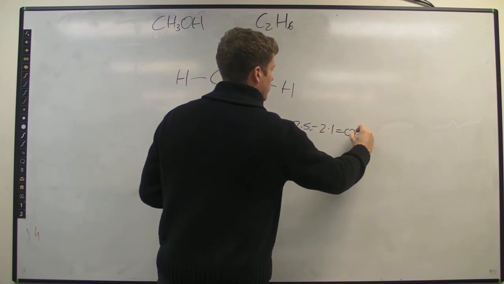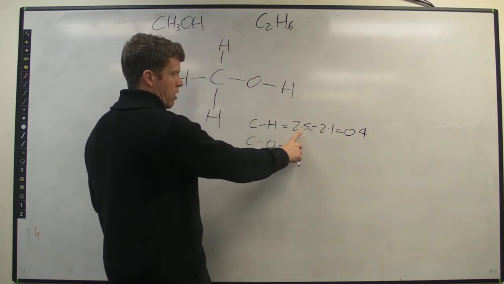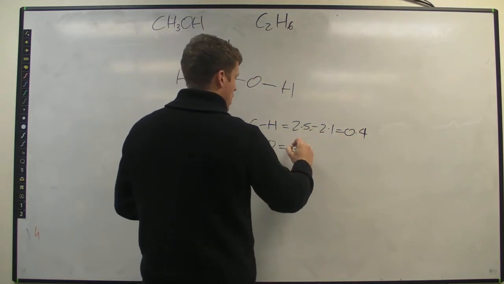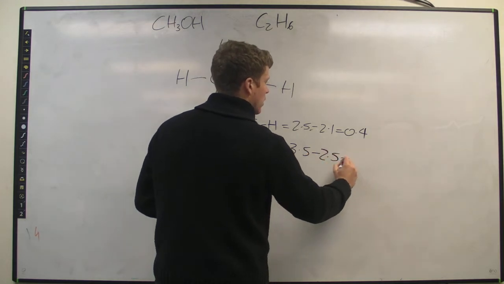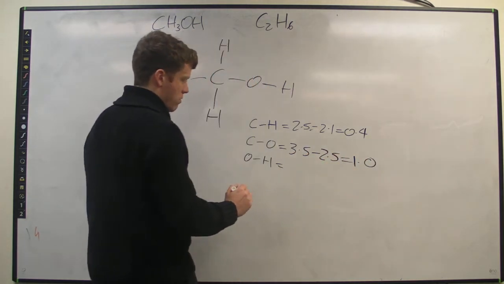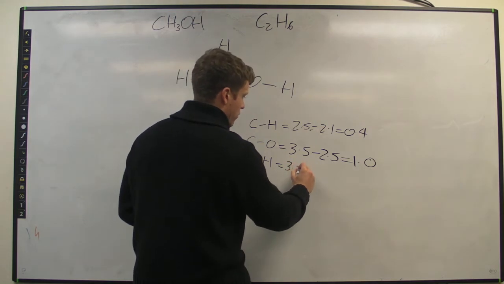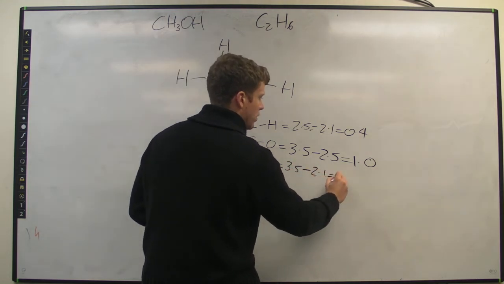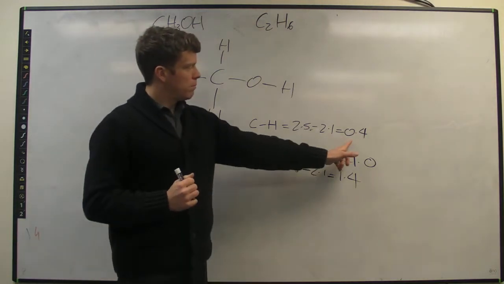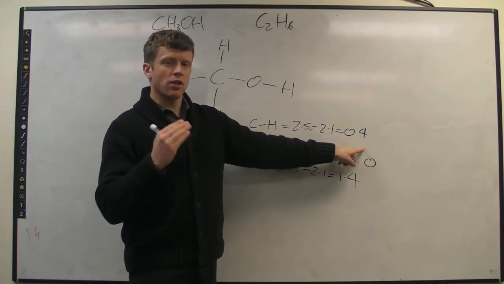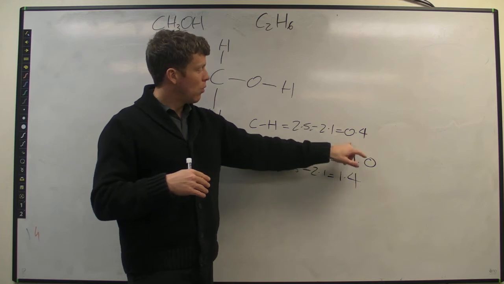So carbon minus hydrogen gives you 0.4. Oxygen minus carbon is 3.5 minus 2.5, which is 1.0. Oxygen-hydrogen is 3.5 minus 2.1, which is 1.4. So it's slightly polar, just at the threshold of being polar, so all the bonds are polar.